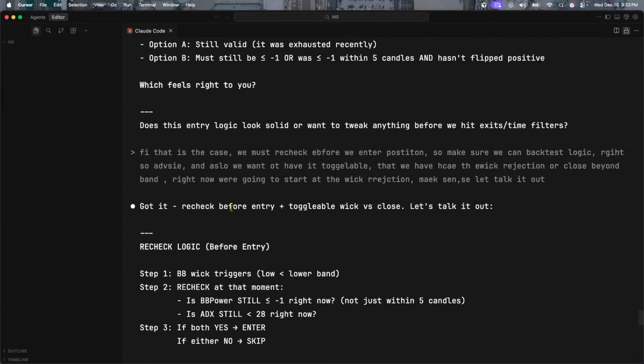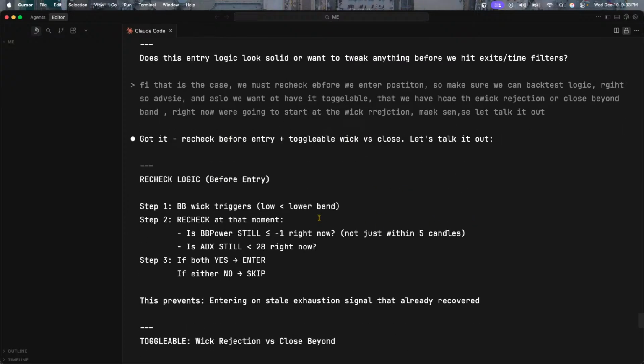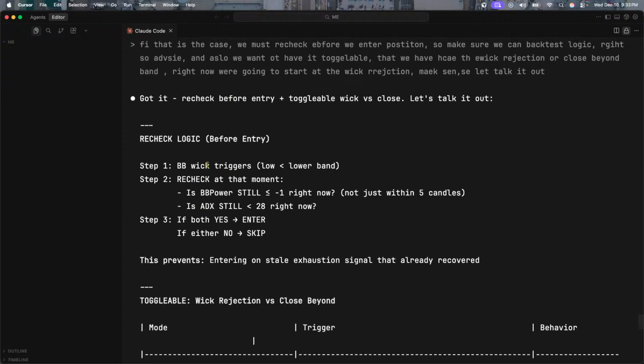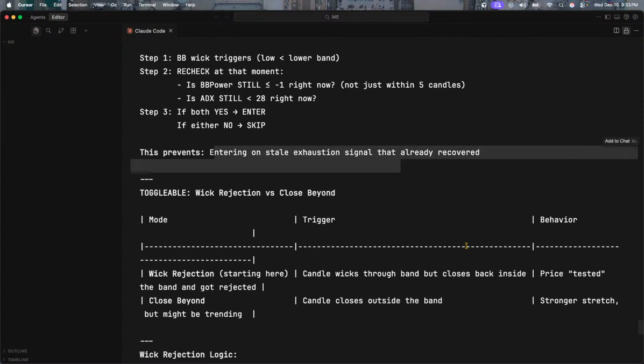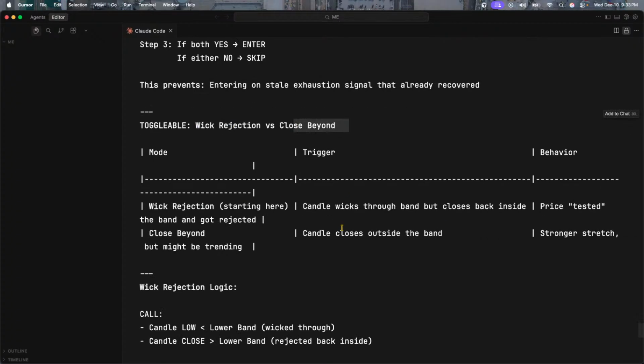All right, got it. So let's recheck the entry and a toggleable wick versus close. Recheck logic. Step 1, the wick triggers the low band. We recheck at that moment. If BB is still at 1 and not just within the last 5 candles, is ADX still less than 28 right now? If both are still yes, we enter. If no, we skip. This prevents entering at a stale exhaustion signal that has already recovered.